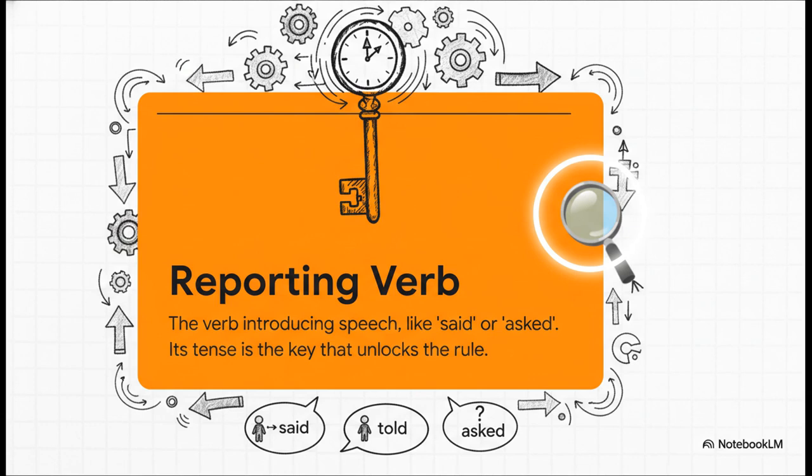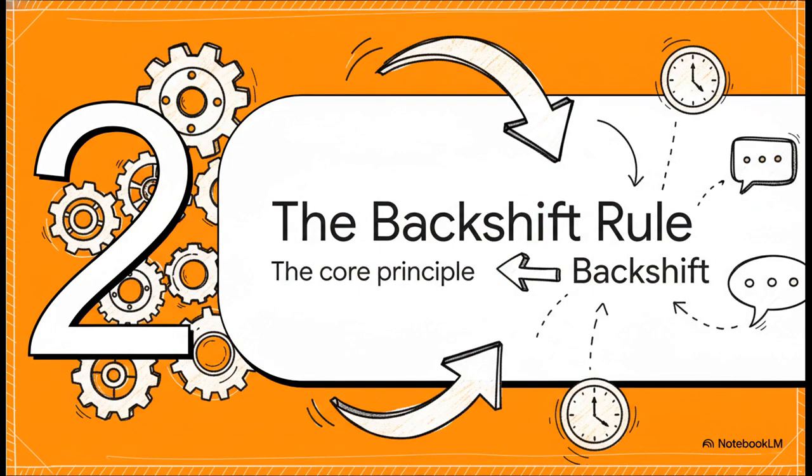Now, the key that unlocks this whole process, it's a little something called the reporting verb. It's just the word that kicks off the speech, words like said, told, or asked. And here's the crucial part. The tense of this verb is the trigger. It's what sets the whole backshift rule in motion. You gotta remember that.